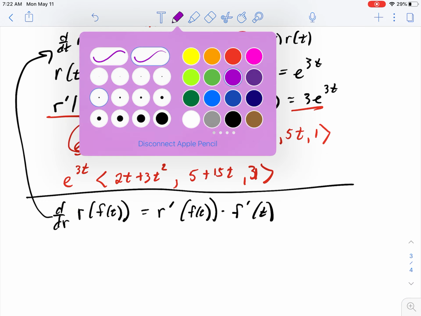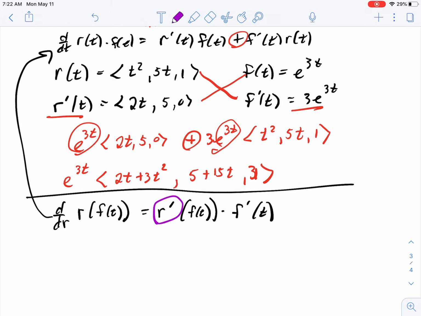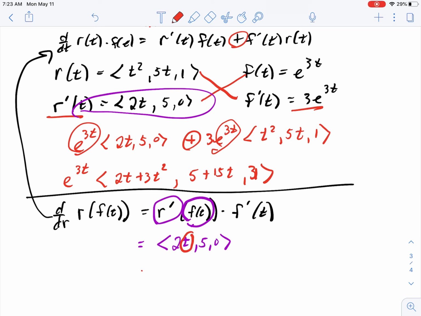So what we've got to do first is r prime. Let's figure that out. So r prime, and I've got that right here, would be 2t, 5, 0. Now let's finish that out. What I have to do is take my f of t and plug it into any t. Let me change colors here. I only have one t here, so therefore this would be 2e to the 3t, 5, 0.